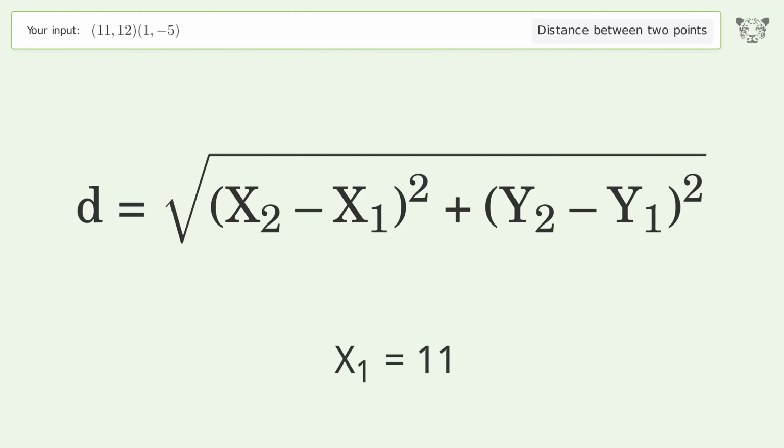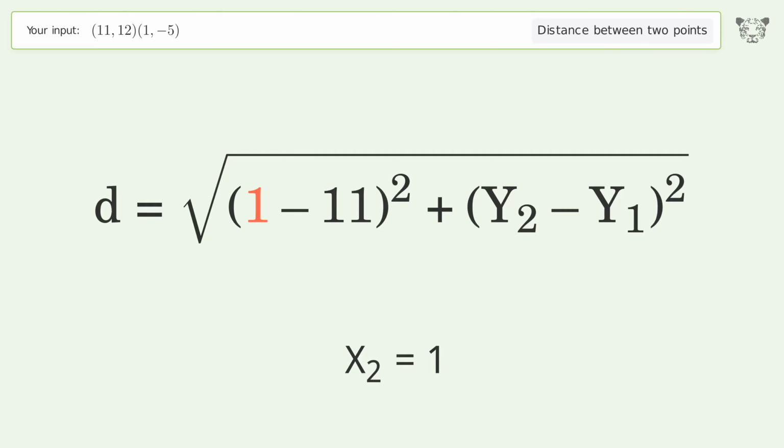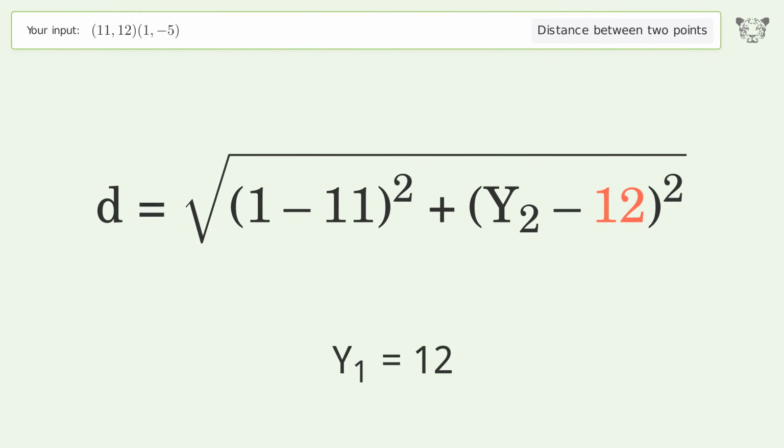x1 equals 11. x2 equals 1. y1 equals 12. y2 equals -5.